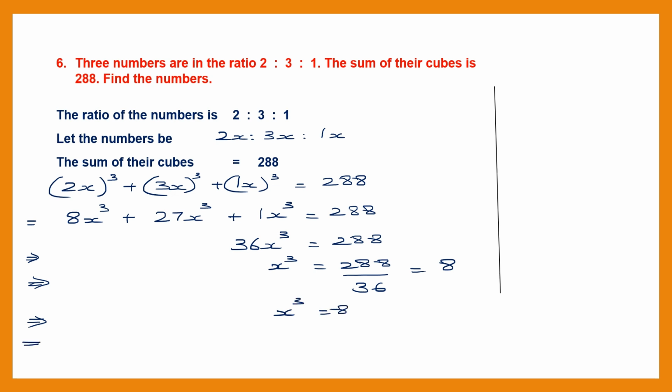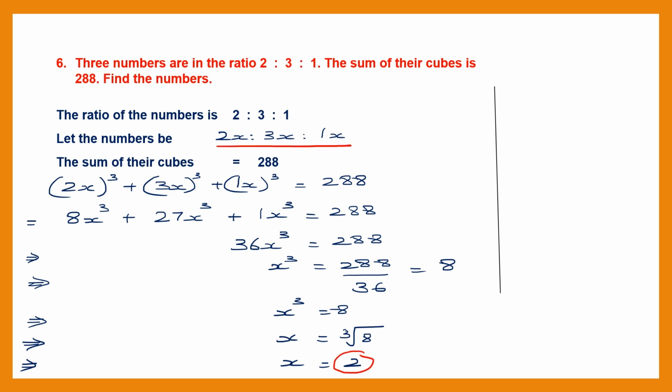So what is the value of x then? To find the value of x, we have to find the cube root of 8. That means, what is the number that will multiply 3 times to give you 8? It is 2. The number is 2. That means x is equal to 2. The cube root of 8 is 2. So we have found the value of x. Now let's find the numbers.